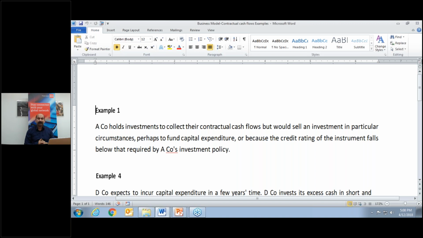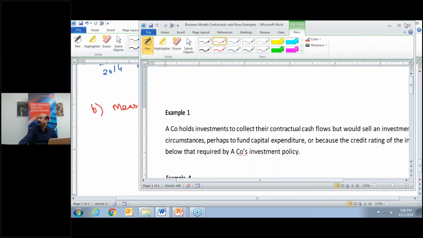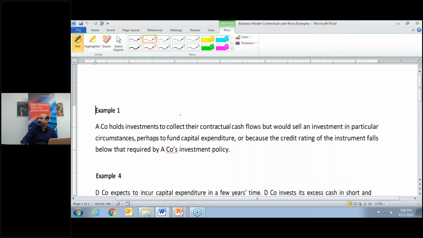See here, although company A may consider, among other information, the financial asset's fair value from a liquidity perspective, that is the cash amount that would be realized if the company needs to sell the asset, the company's objective is to hold the financial assets and collect the contractual cash flows. So this is the objective, in fact: hold the asset and collect the contractual cash flows.